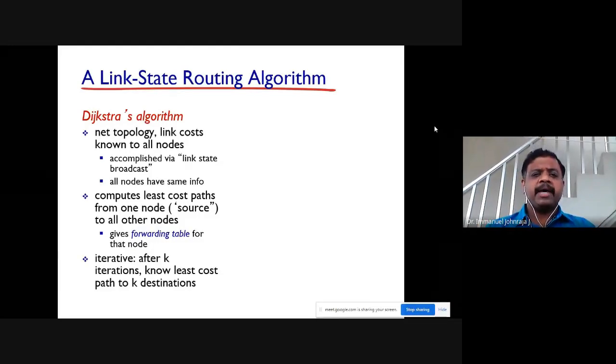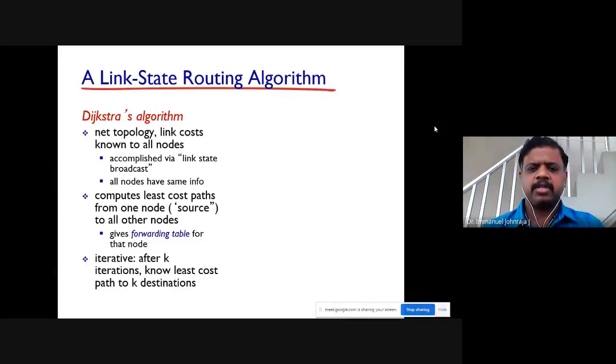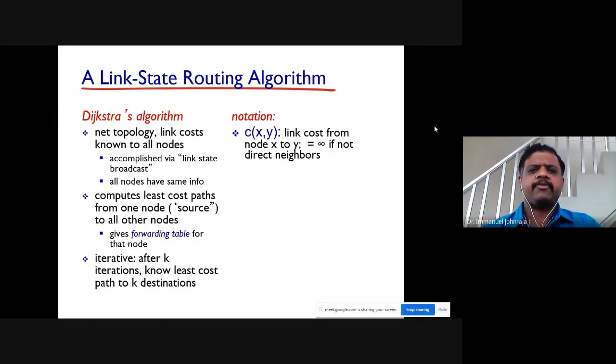It is going to be iterative, so there will be n number of iterations. At the end of all the iterations, every one of the nodes would know their least cost path to the other devices. A few of the notations. We know what is c(x,y). c(x,y) is the cost of the edge x,y. It is the link cost from node x to y. And if no link exists, it is going to be infinity, not finite.